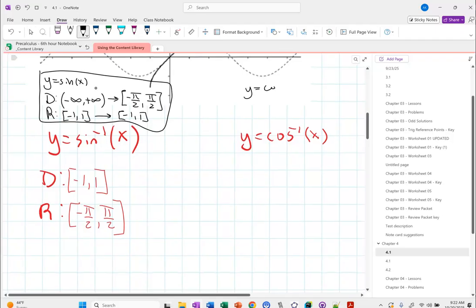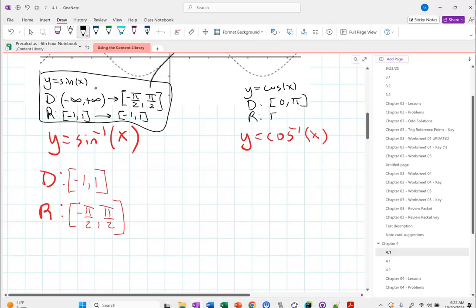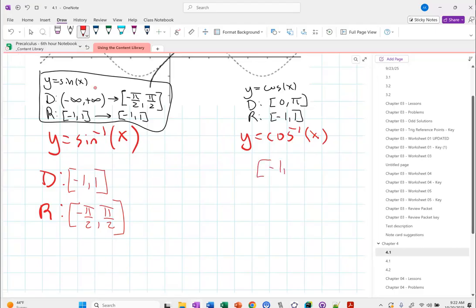For cosine, we have to do a similar restriction. I'm not going to bother drawing all the graphs this time. I'm just going to state that we do it. So the domain for cosine inverse is still negative 1 to 1, but its range is going to be 0 to pi, because I have to put a different restriction on cosine than I did on sine to make sure that the inverse is still a function.